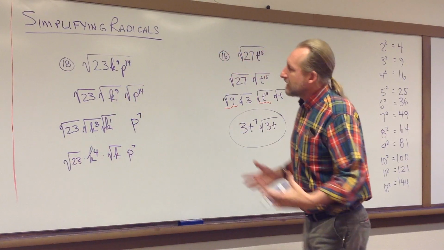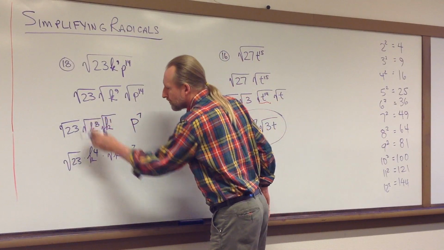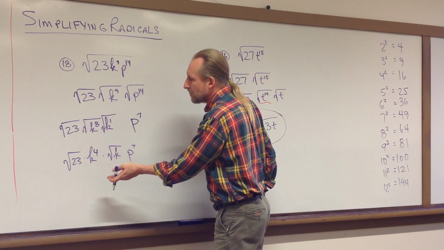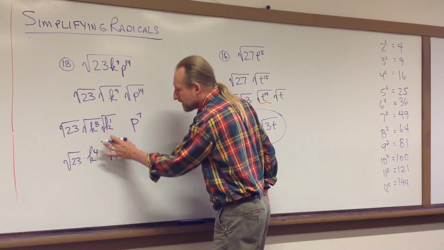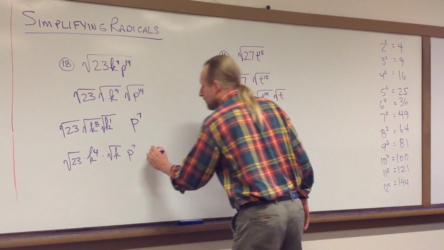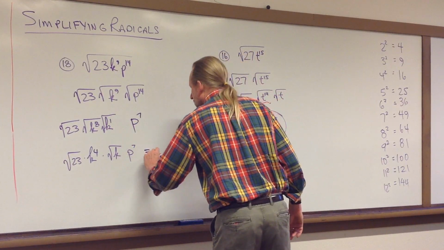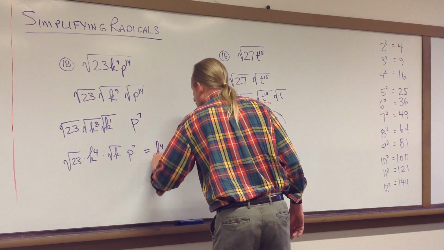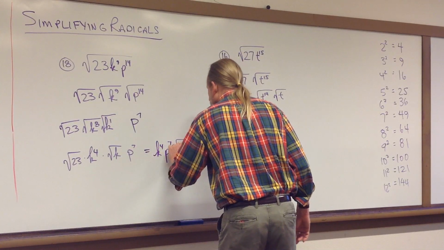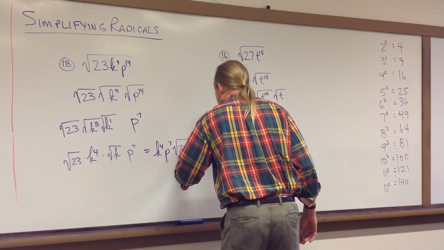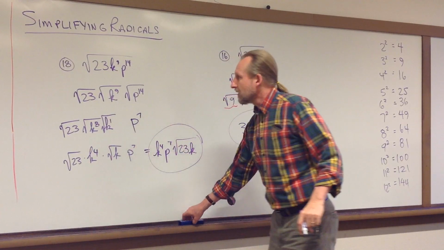Okay? And notice how when I apply the square root, then we don't use that symbol anymore. If I haven't square rooted something, it stays under the root. So what's outside the square root? We've got k to the 4th and p to the 7th. What's still inside? 23k. And there's our answer right there.